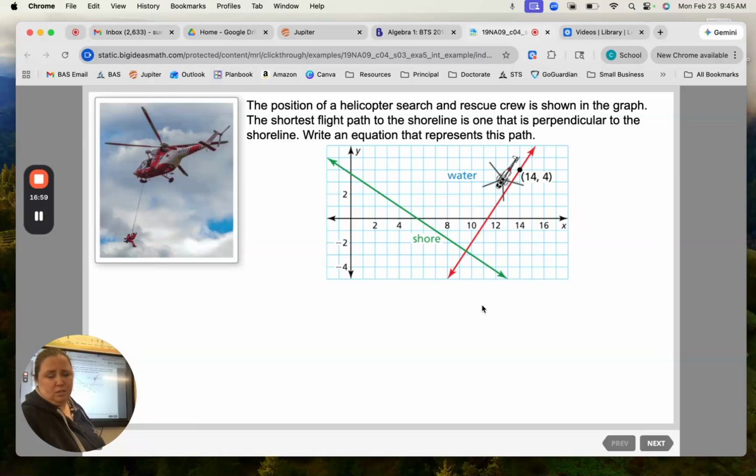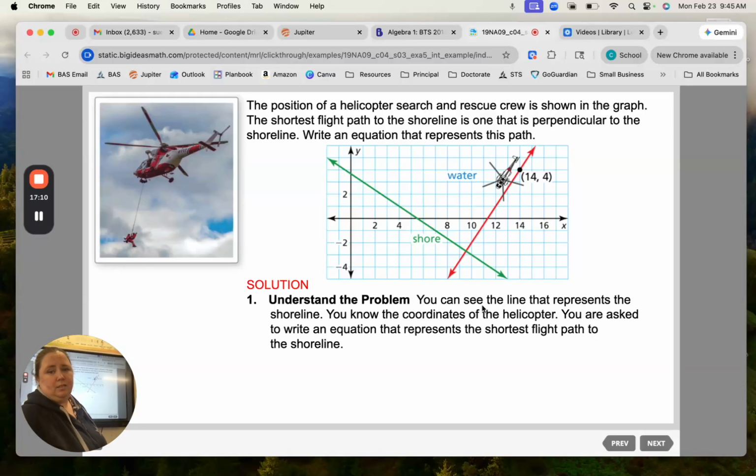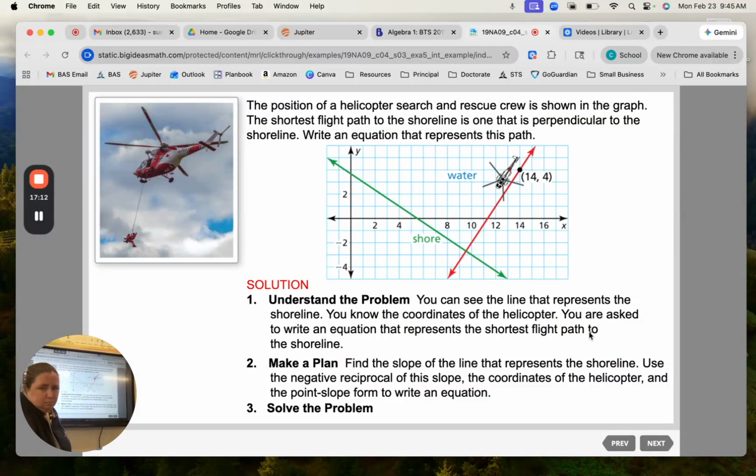See, my brain just wants to find another point on here and tell you what the slope of the equation is. Oh, well, you don't have the y-intercept. That's why. Okay. So first, let's find the slope of the line that represents the shoreline. So the green line. So how do we find the slope of this one? Find two nice, pretty points on here. There's a point there.